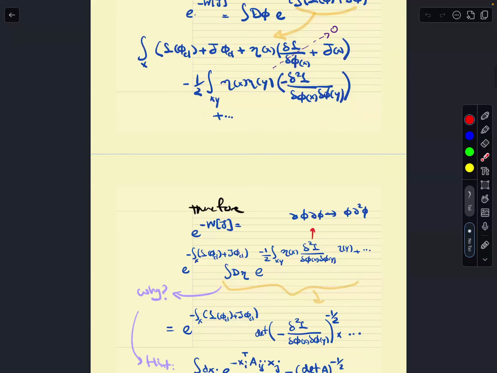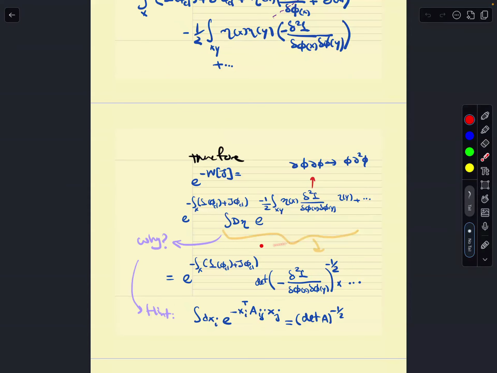All right. So what does this look like? You could perform this integral. This is a Gaussian path integral, and you could perform it explicitly. And the answer is, well, there is just a constant that comes out. The answer is the determinant of this operator to the power of minus half.